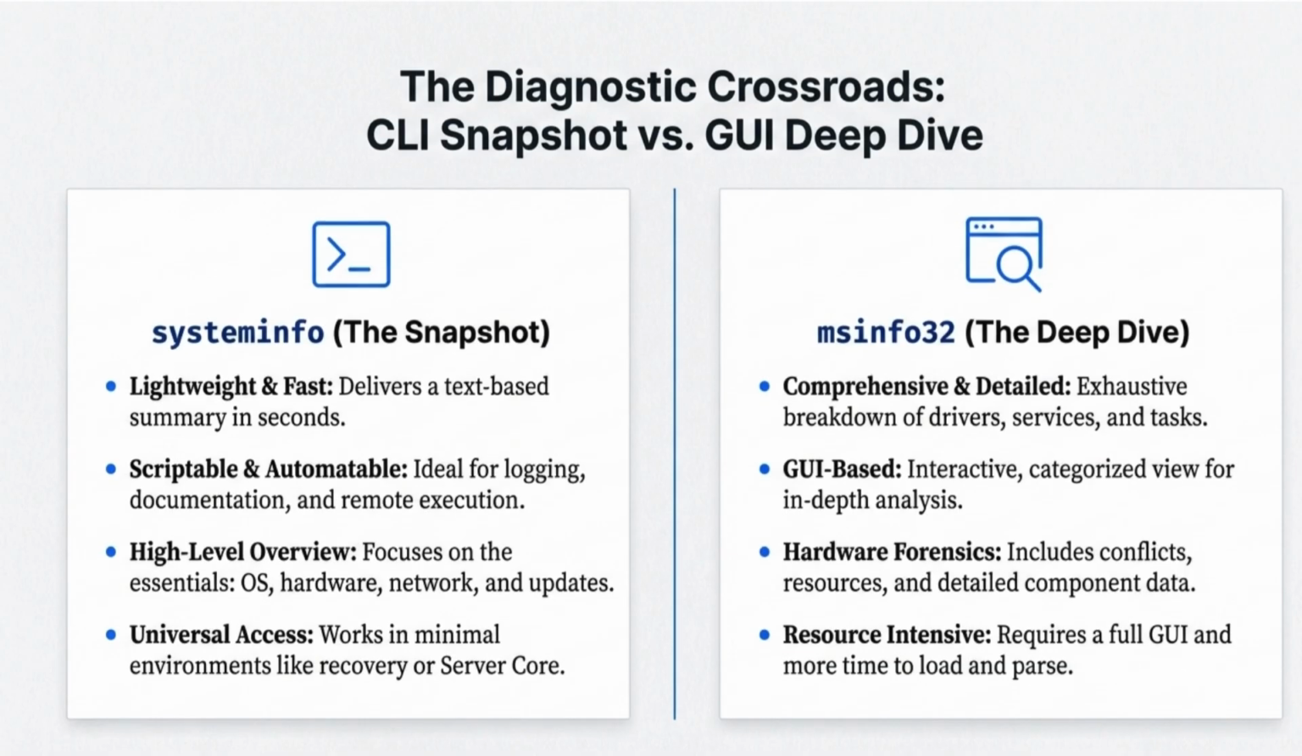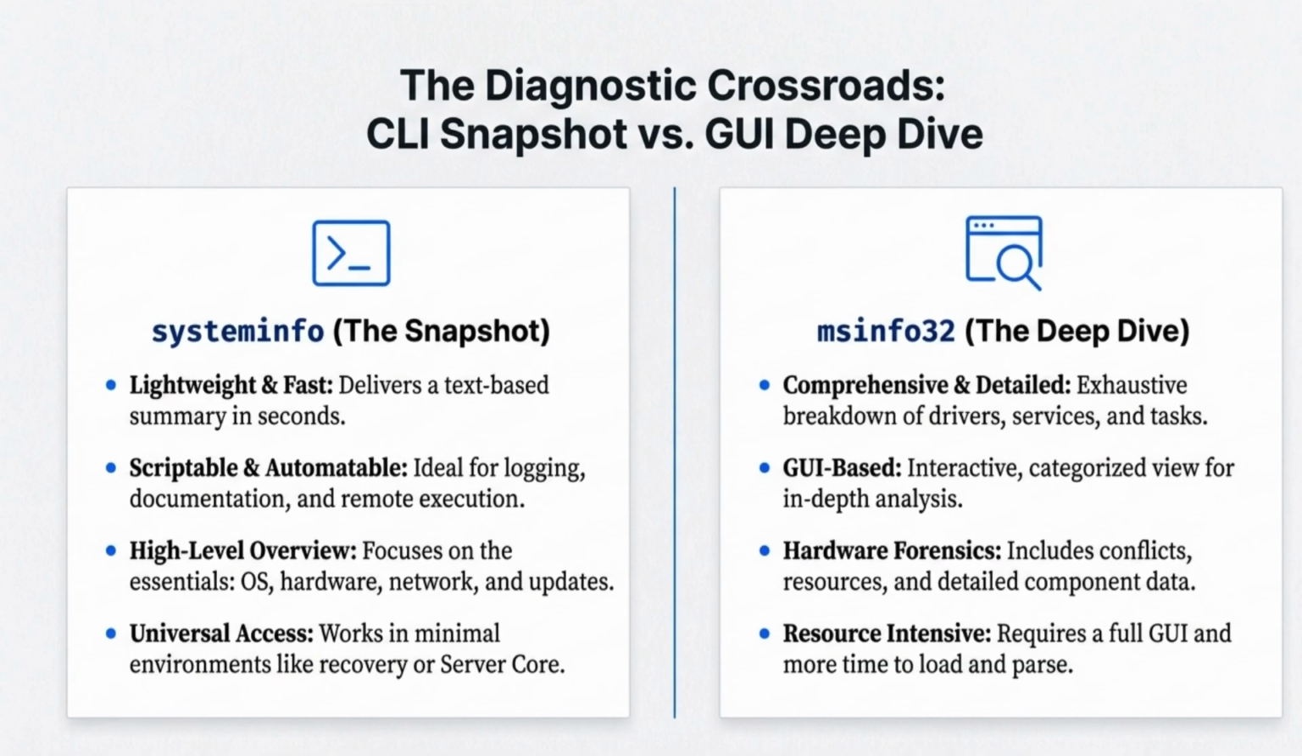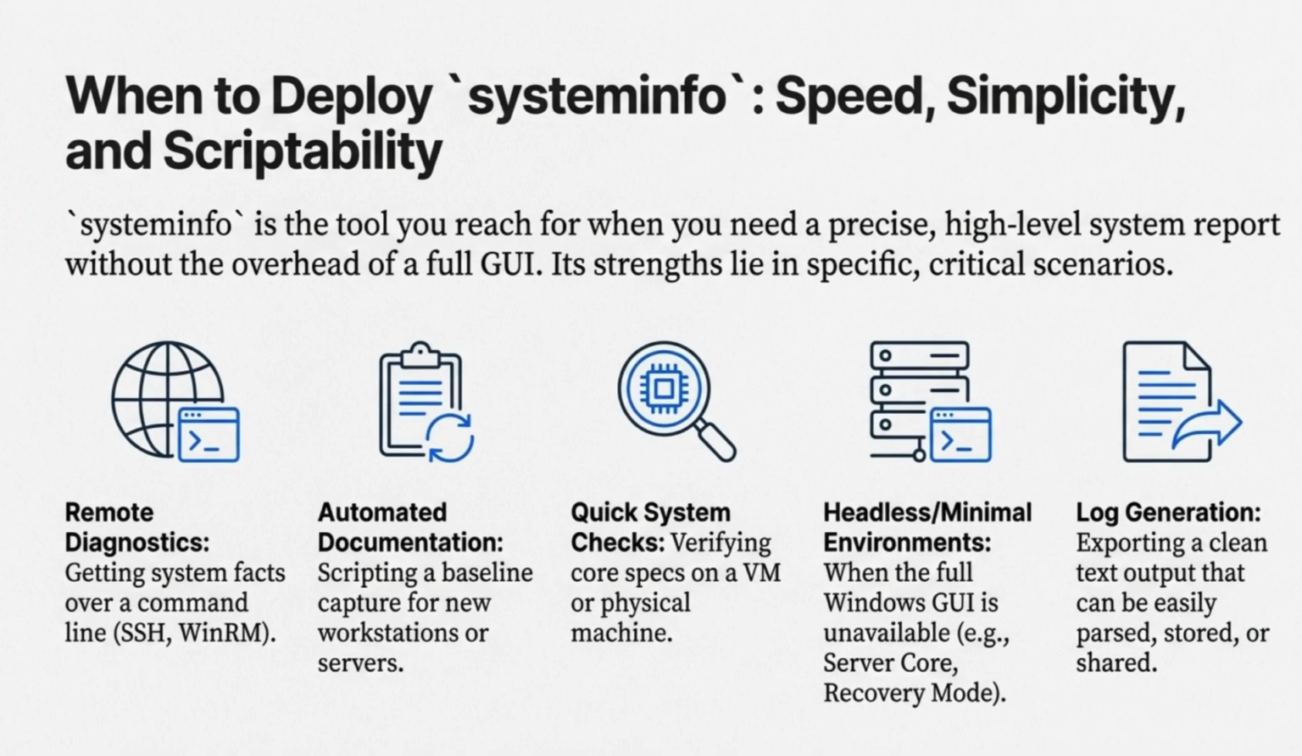It's also helpful to understand how systeminfo differs from MSInfo32, also known as the System Information Tool. Systeminfo gives you a lightweight text-based summary, while MSInfo32 provides a much deeper, categorized breakdown of both hardware and software. MSInfo32 includes detailed driver lists, running tasks, services, startup programs, environment variables, and hardware conflicts. Systeminfo does not include any of that. It focuses on the essentials, and that's what makes it fast, scriptable, and reliable even in minimal or restricted environments.